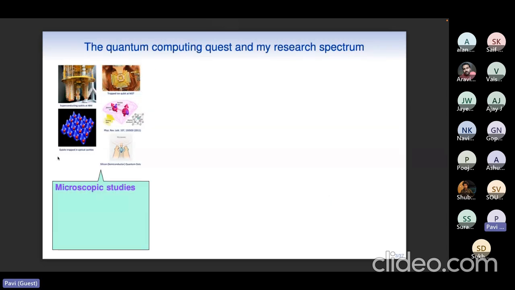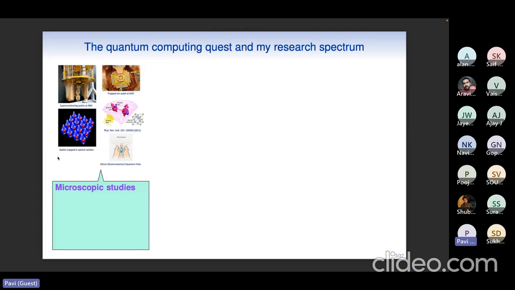So before going on to the actual subject of this talk, I just want to tell you where this talk falls in the grand scheme of things when we look at quantum computing. I like to classify it in three stages depending on the scale of systems we are looking at. The first stage is microscopic studies, where we are thinking about how to define a qubit, how to encode a unit of information in a physical system.